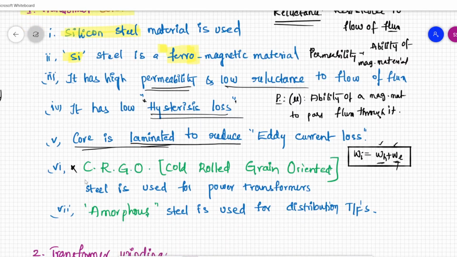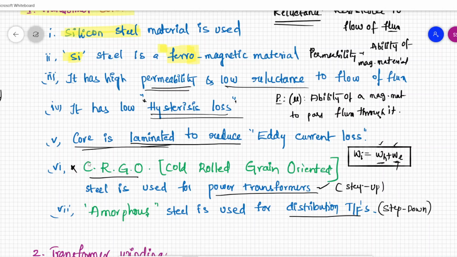Now, the type of steel generally used for power transformers. There are two types of transformers: one is the power transformer, another is the distribution transformer. A power transformer is mostly a step-up transformer used at high voltage levels. Power means it has a high voltage rating. A distribution transformer is a very low rating transformer, which we generally see in our villages and towns. For power transformers, the type of core material used is called CRGO steel.